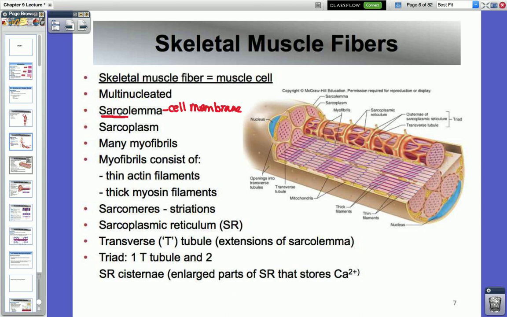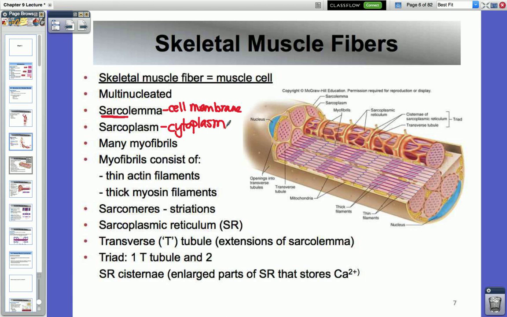Okay? And then we also have our sarcoplasm. Plasm may sound familiar because this is just like the cytoplasm. Again, kind of the same function, but it's specialized because it's inside of a muscle cell.